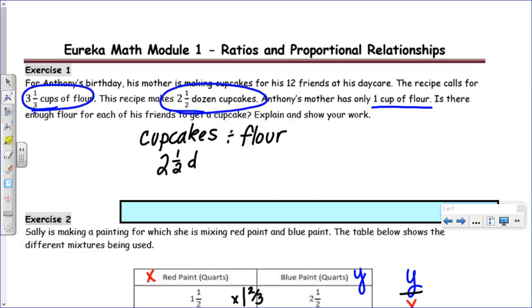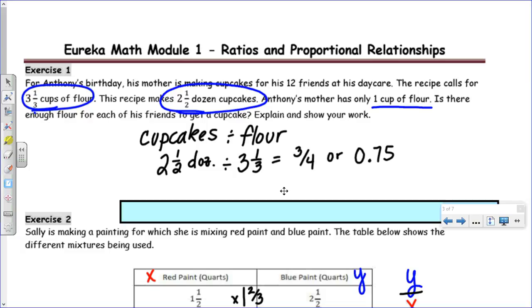2.5, that's 2.5 dozen, not just 2.5 cupcakes. 2.5 dozen divided by 3 1/3. Pause this, try that on your calculator using that ABC button, or if you have a different calculator, you're going to have to figure out how to do the fractions in there. I can help you in class too if this isn't making sense. So 2.5 divided by 3 1/3. When you enter that, you should get the fraction 3/4. Or you might have gotten 0.75 if your calculator defaulted to the decimal.